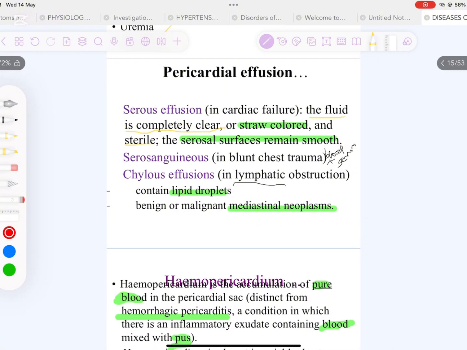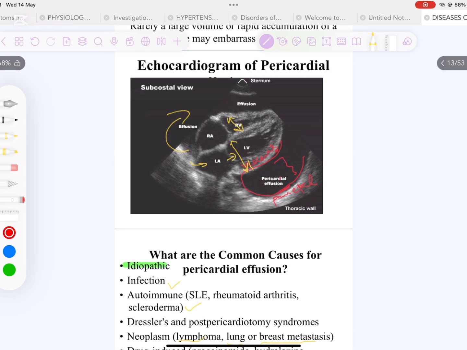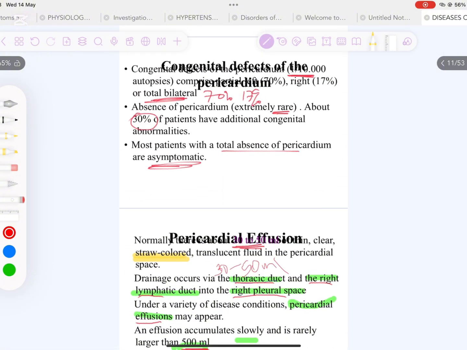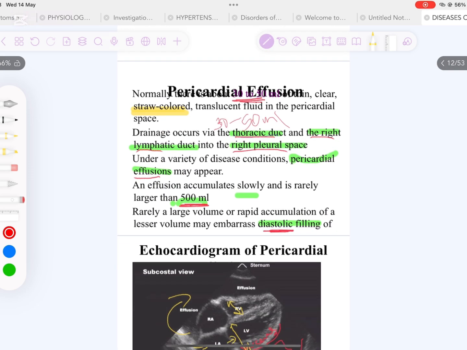So pericardial effusion, we can have serous effusion, right? Okay, now we are in pericardial effusion. Remember we told you that we can classify pericardial diseases or pericardial lesions into different things. We can have congenital defect, pericarditis, another pericarditis, see pericardial effusion there. Then you can have pericardial neoplasm and pericardial cyst. So let's start with pericardial effusion.